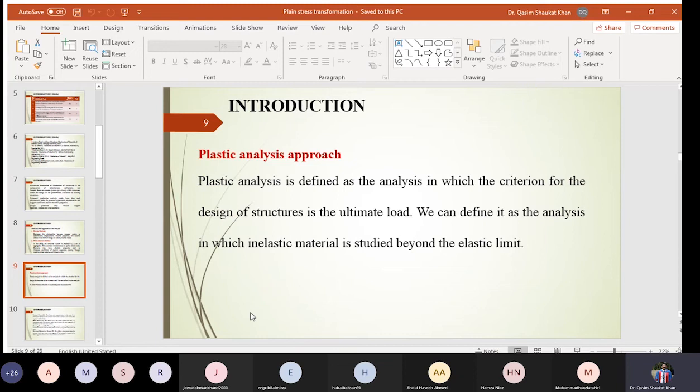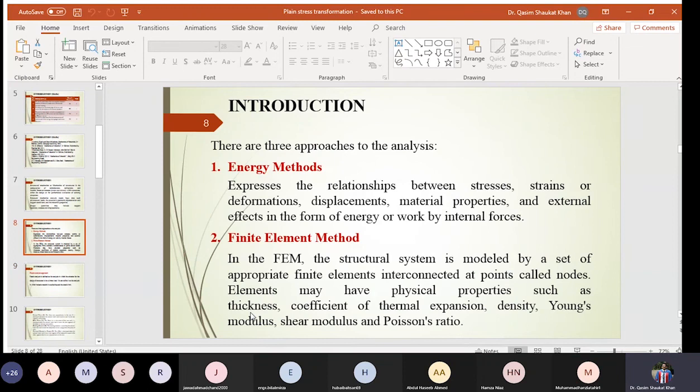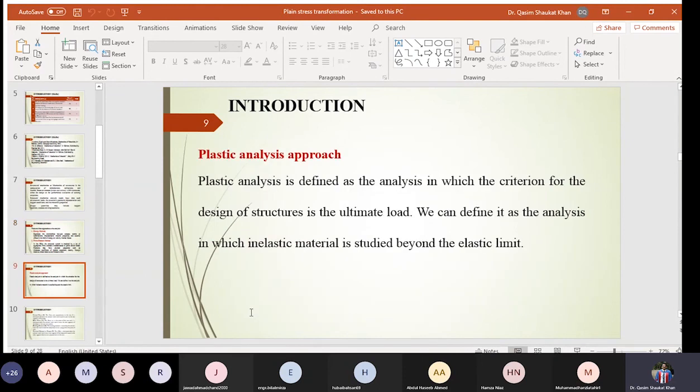ठीक है जी. So here I want to give you some idea about the different approaches available for the analysis: energy methods, finite element method, and the plastic analysis approach.